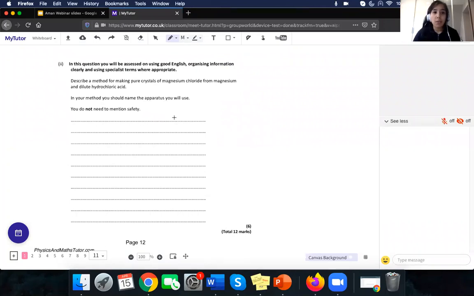So in this question, we're being asked to describe a method for making pure crystals, that is a key word there, crystals, of magnesium chloride from magnesium and dilute hydrochloric acid. In this method, you should name the apparatus you will use, and you do not need to mention safety. So does anyone have any ideas how we make crystals from magnesium chloride dissolved into hydrochloric acid? Does anyone know? Thinking about what we did yesterday.